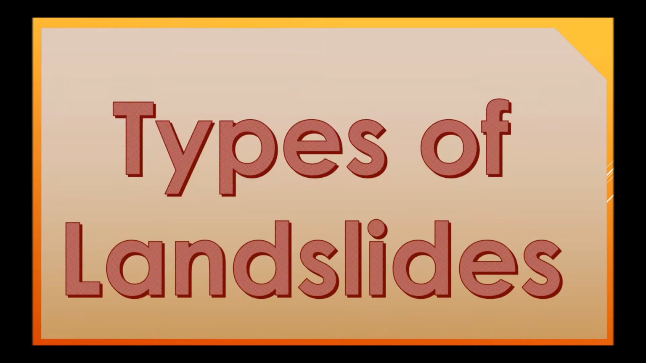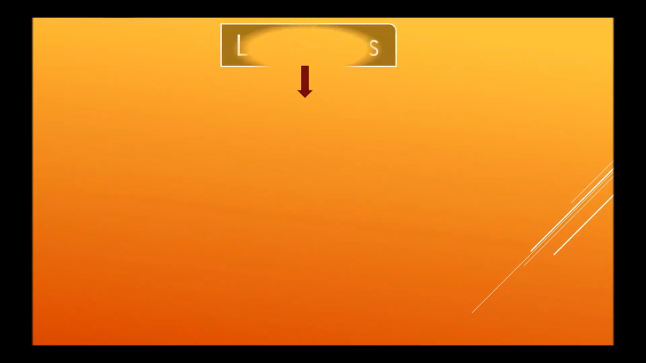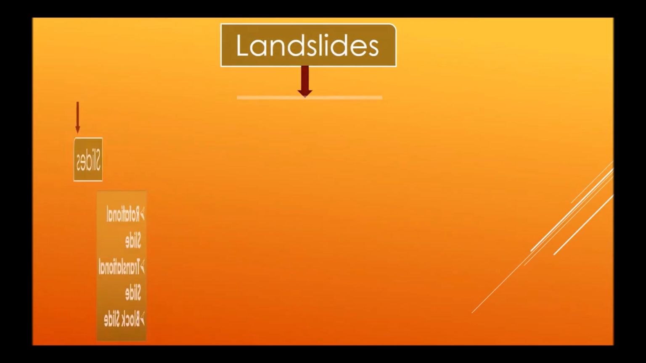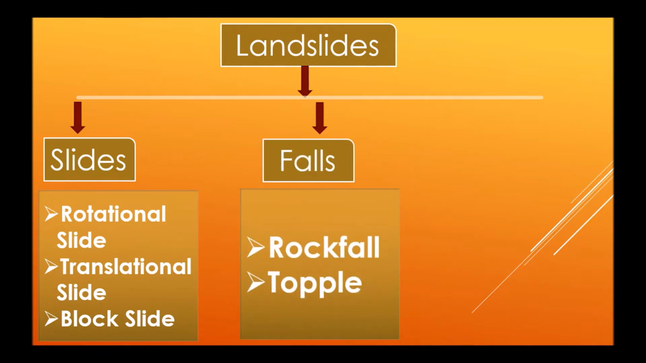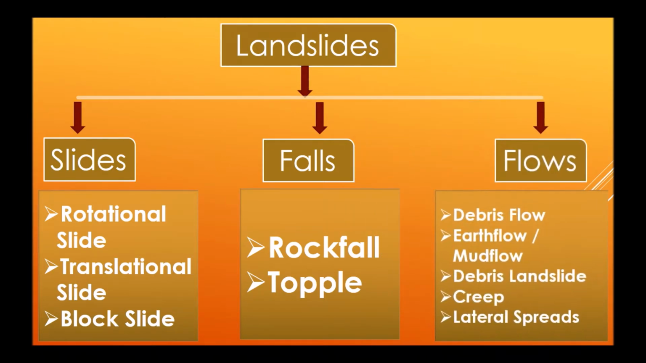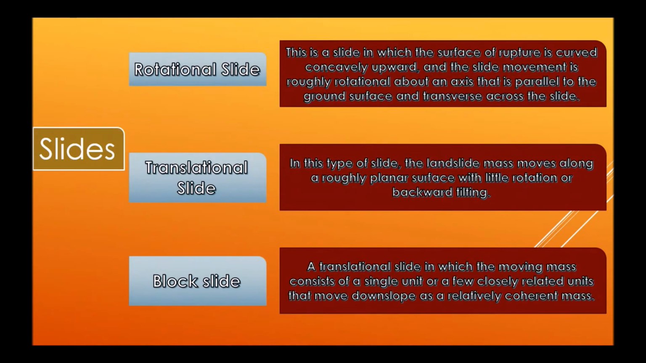Types of landslides. So let's see the types of landslides. There are three different types of landslides. The slides, in that rotational slide, translational slides, and block slide. Then come falls: rock fall and toppling. Then it is flows: debris flow, earth flow or mud flow, debris landslide, creep, and lateral spreads. So let's study them in detail in this video.